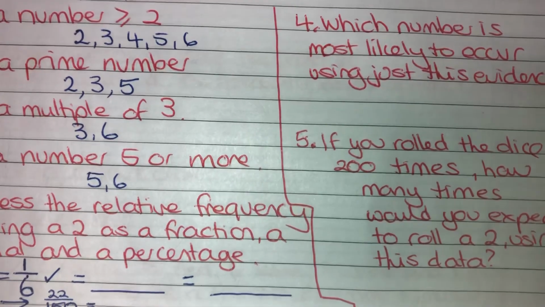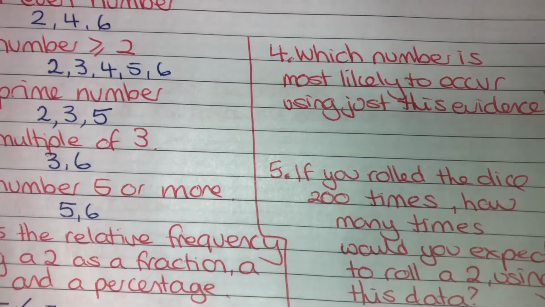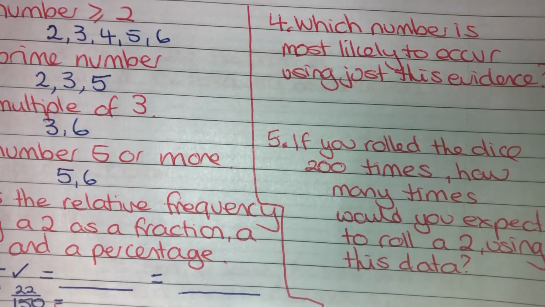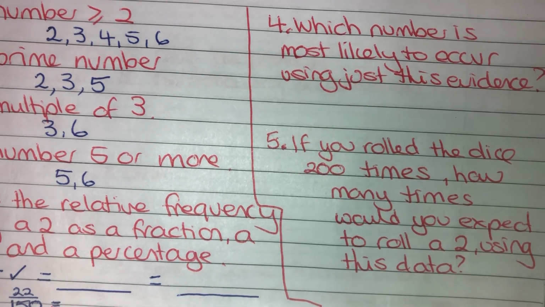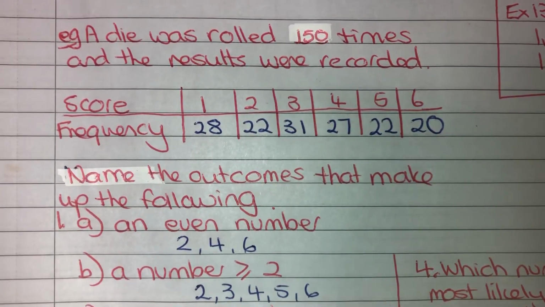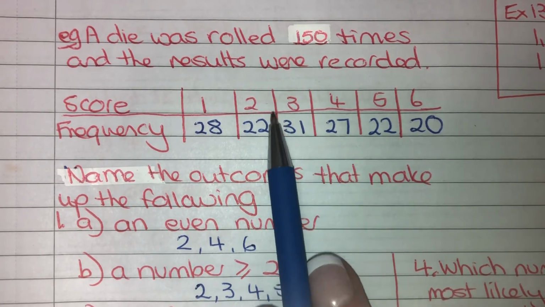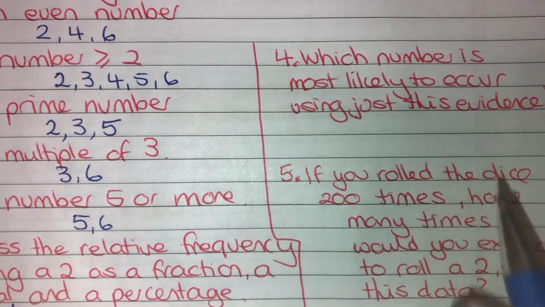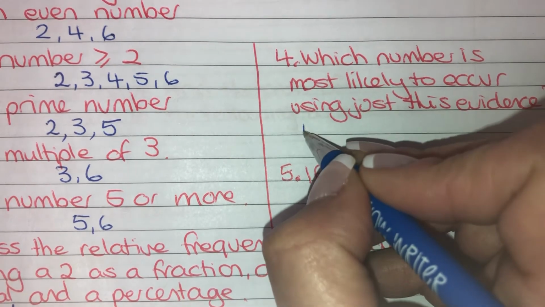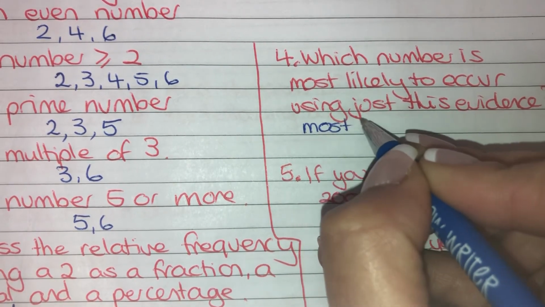All right. A couple more little questions you might be asked. Which number is most likely to occur using just this evidence? You can get that from the table. So which is the highest number here? The highest number is 3. So the one that's most likely to occur will be 3.